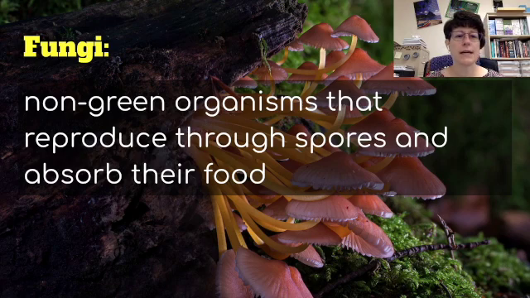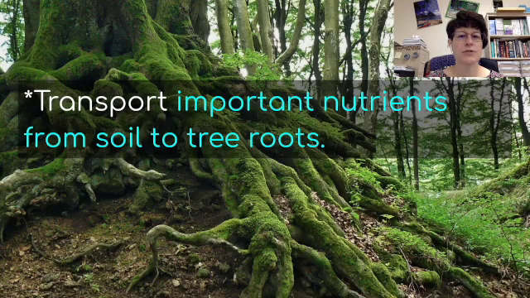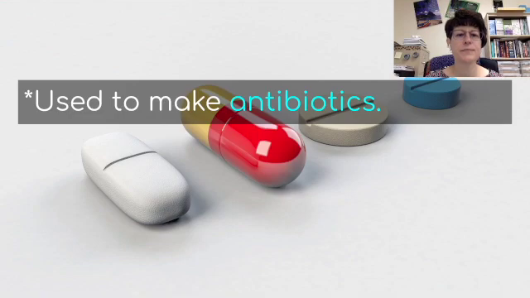There's also fungi. These are non-green organisms that reproduce through spores and absorb their food. And their importance are that they transport important nutrients from soil to tree roots. Scientists have discovered a symbiotic relationship between trees and fungus, and trees are healthier when they have fungus around their roots. They're used to make antibiotics.